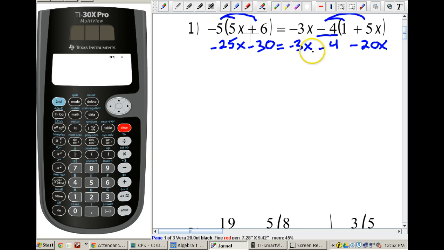All right. Next, we have some variables on the same side. I'm just going to simplify that. What is negative 3 and negative 20? Okay, so we got negative 23. And I'm going to bring everything else down.